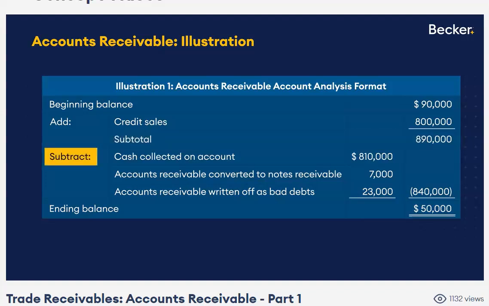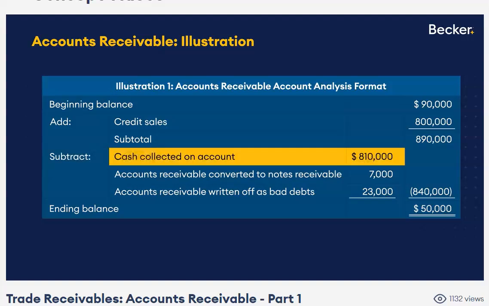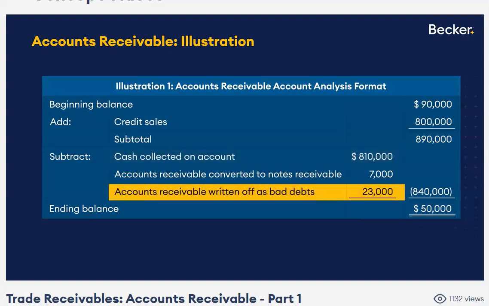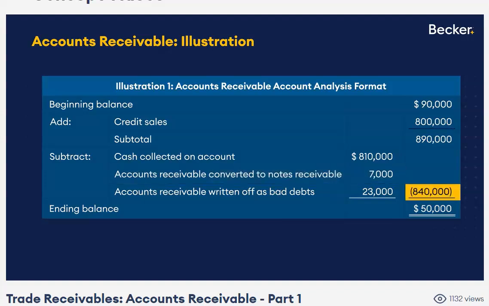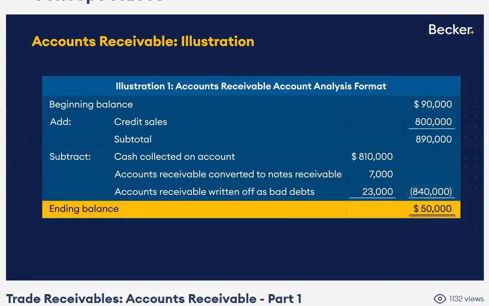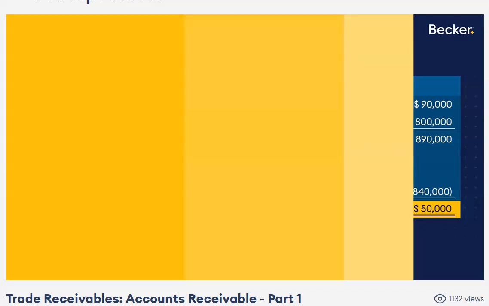Now we'll deal with the subtractions, and I mentioned 3 just a moment ago. The big one, the one we want, is cash collections. We'll say that's $810,000. We collected a big chunk of it. We did have to write off some bad debts, though. Some receivables we said, yeah, unfortunately, we're not going to collect that. Let's say that's $23,000. And then we had one customer who owed us $7,000, which we made an arrangement to pay using a note receivable. So that was an AR that was converted to a note receivable. Now, if we add up all the subtractions, that's $840,000. So 890 minus 840 leaves us with our ending balance, $50,000. And that's the balance we would carry into the next period.